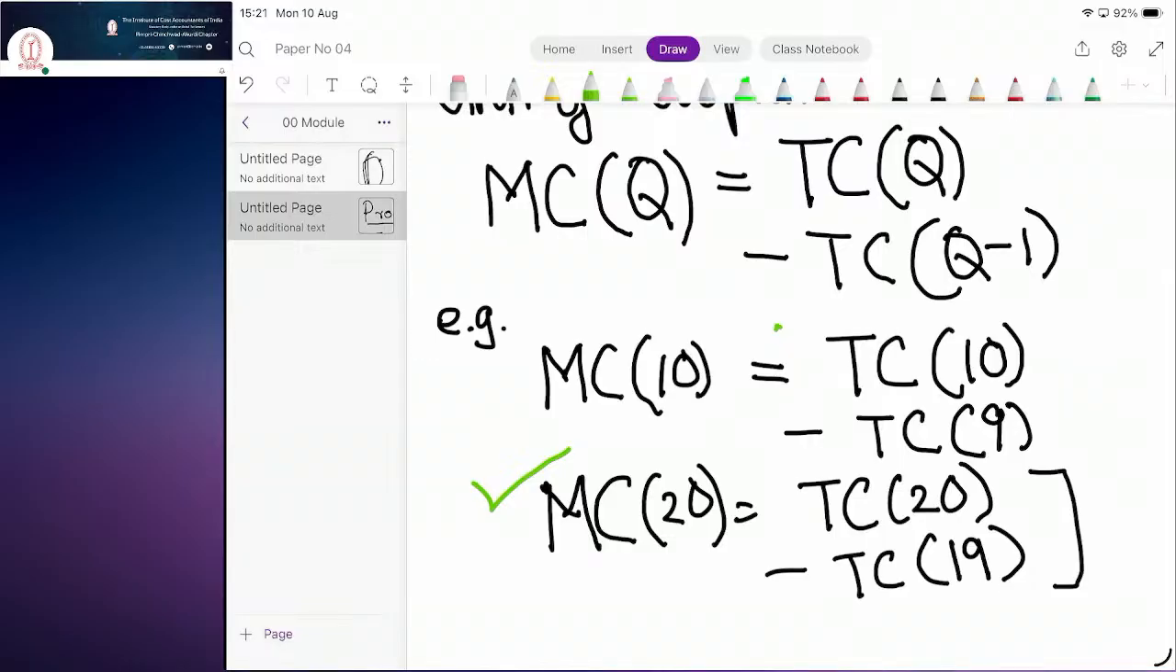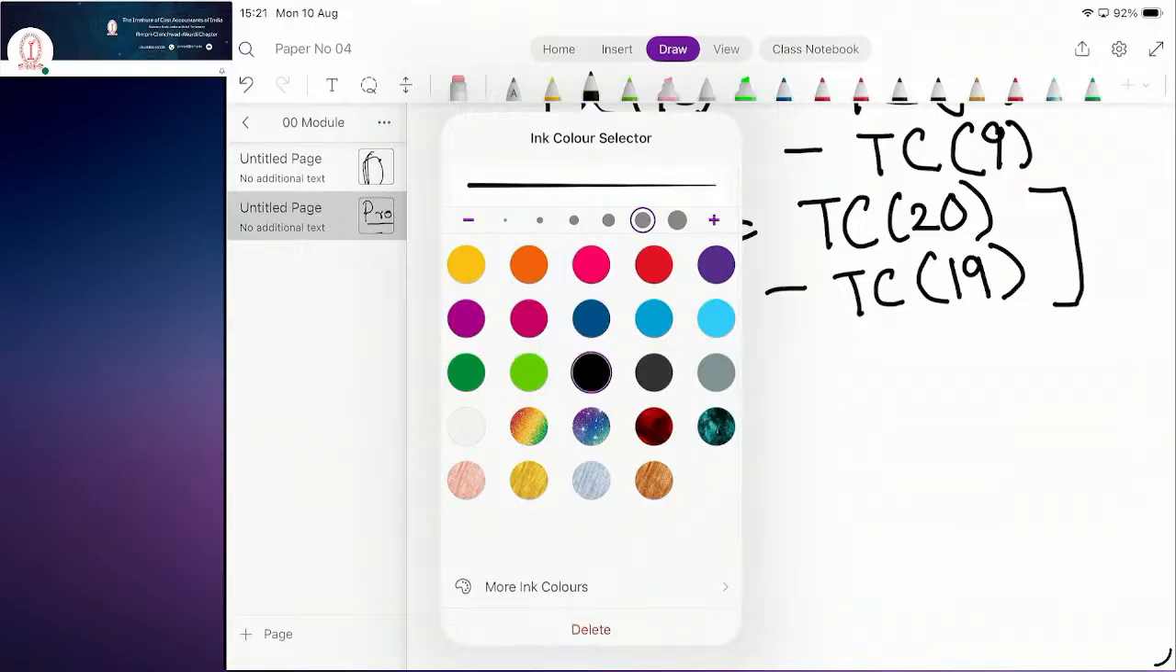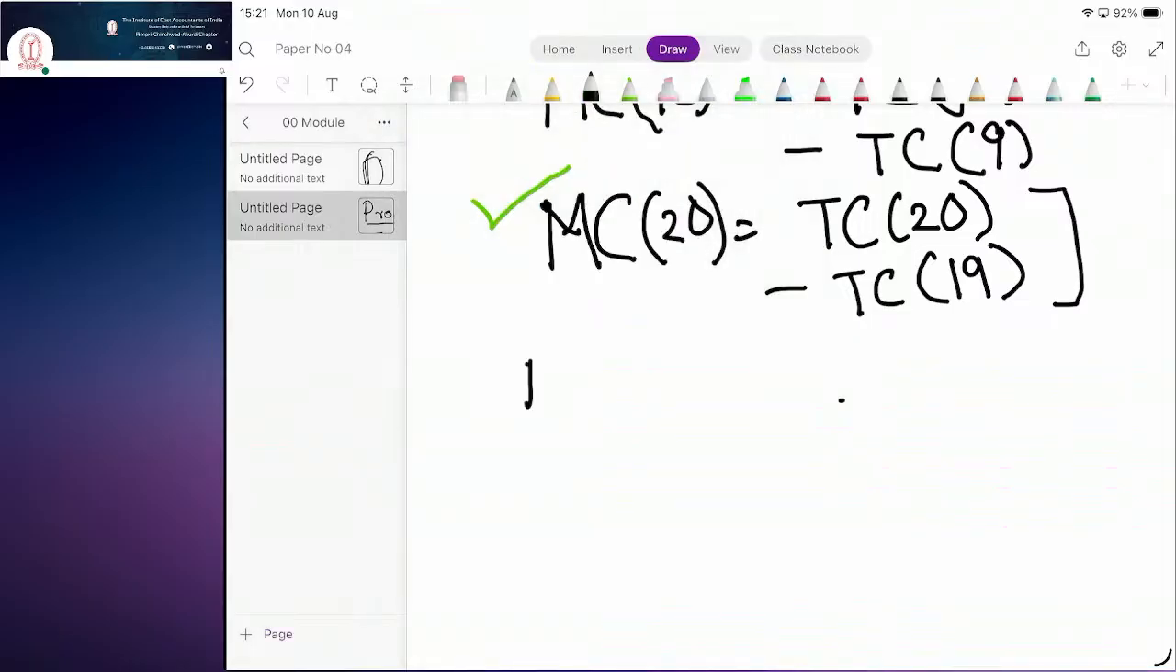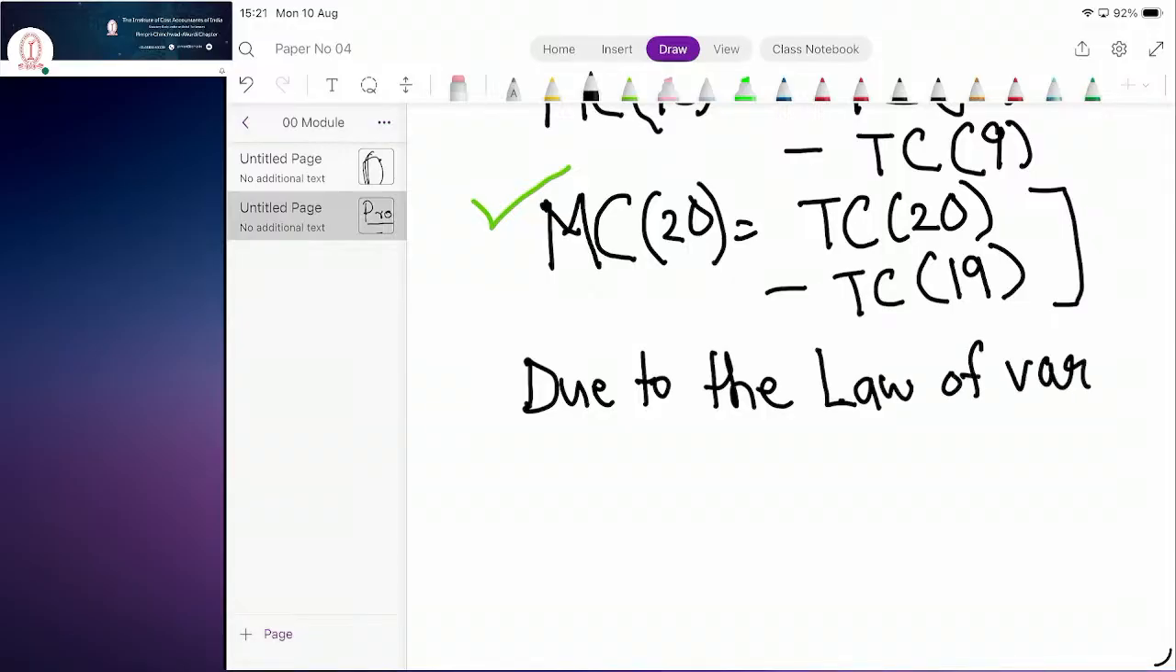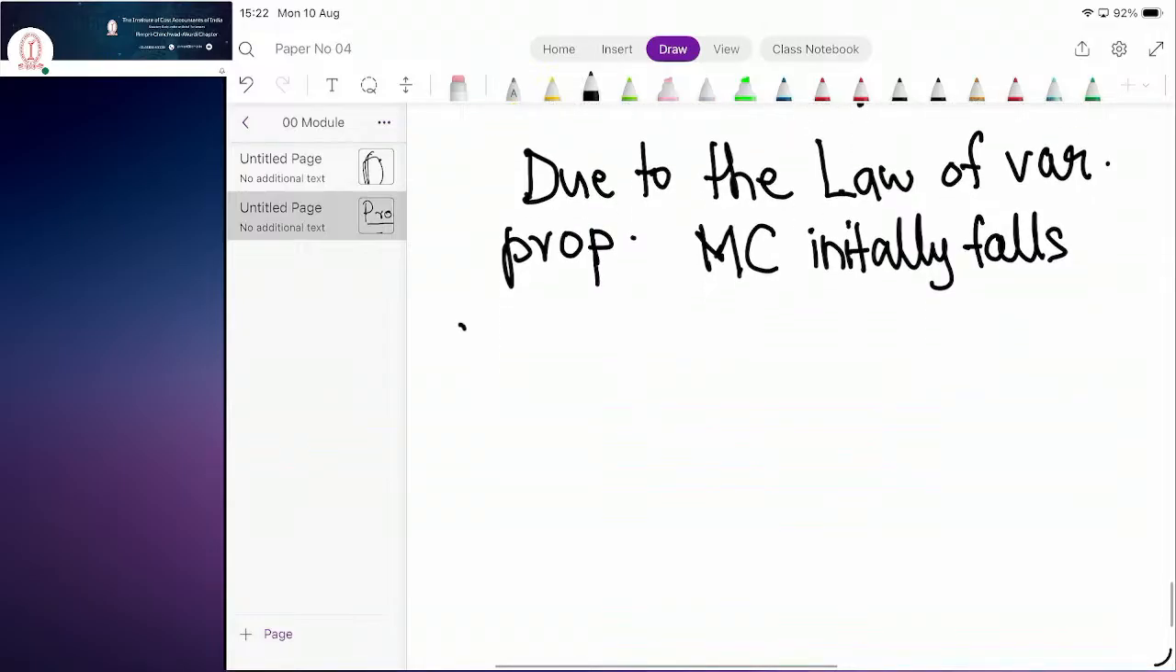Okay, good. Thank you. Now just pay attention to one very important fact. We are not going to mathematically derive this, but just remember, due to the law of variable proportions, marginal cost initially falls. That is in stage 1 where marginal product is increasing. Just keep this in mind. Marginal product is like this.